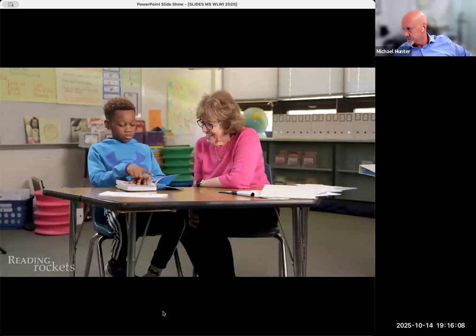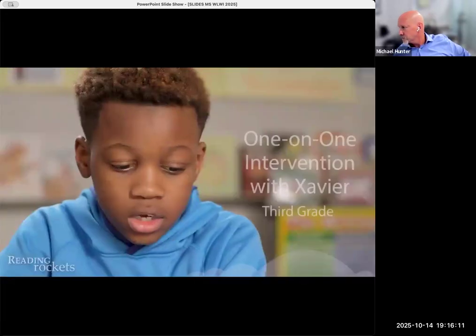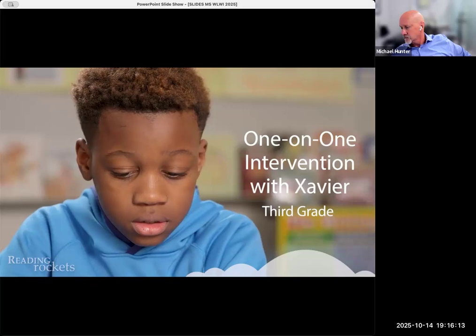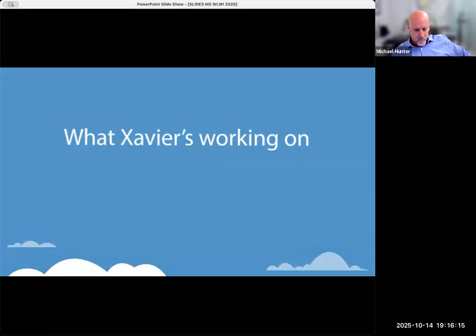Reading expert Linda Farrell is working with Xavier, a third grader at Windy Hill Elementary in Calvert County, Maryland. She'll be helping him learn how to read multisyllable words.